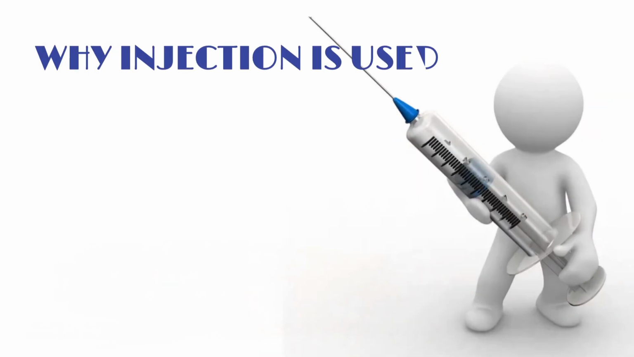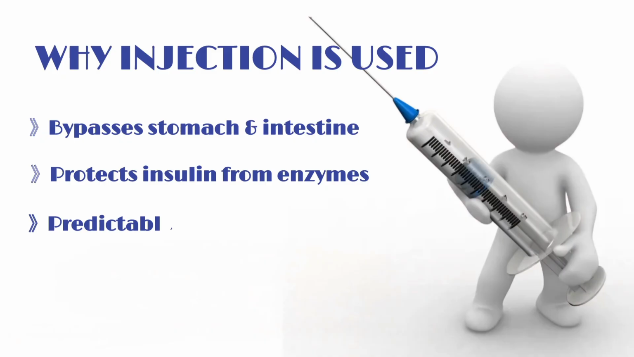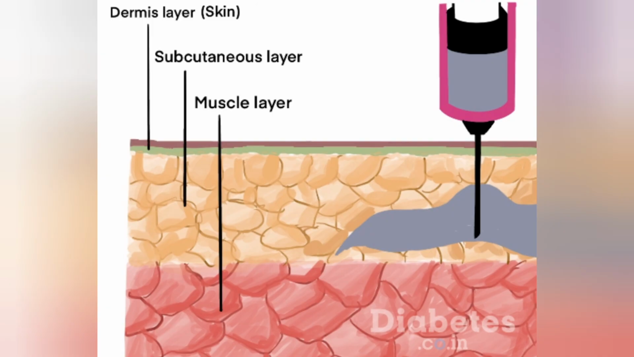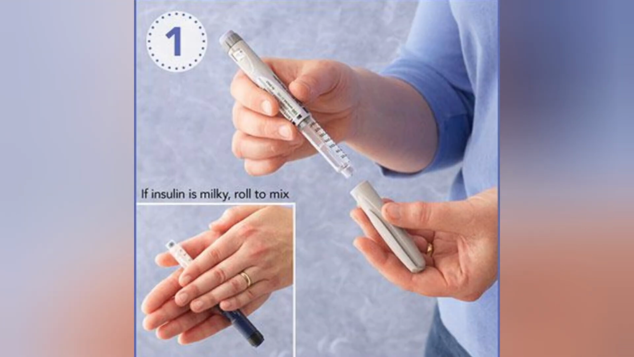Why is injection the preferred route? Insulin injections deliver the drug directly into the subcutaneous tissues, bypassing the digestive system. This protects the insulin from acids and enzymes and allows it to be absorbed slowly into the bloodstream. Insulin injection ensures predictable absorption, accurate dosing, and effective blood glucose control. This is why insulin is commonly given via subcutaneous injections.